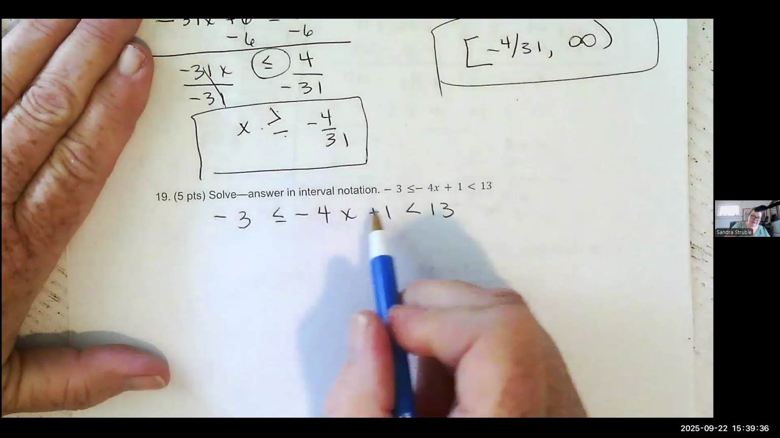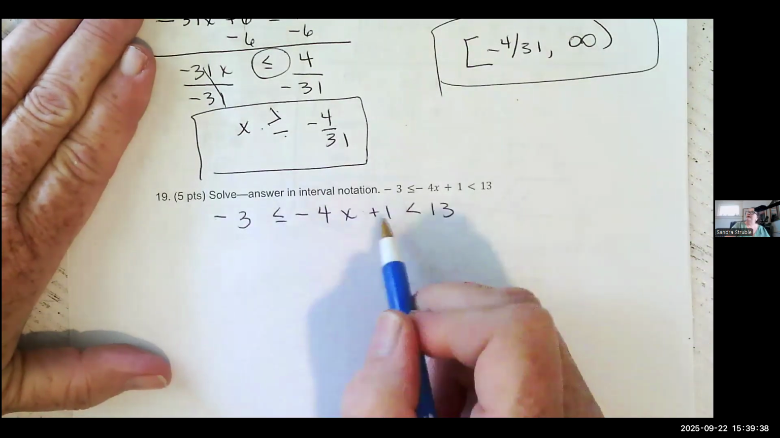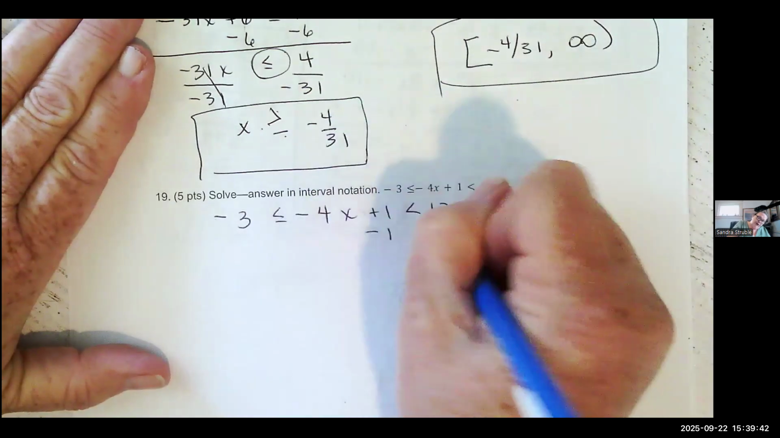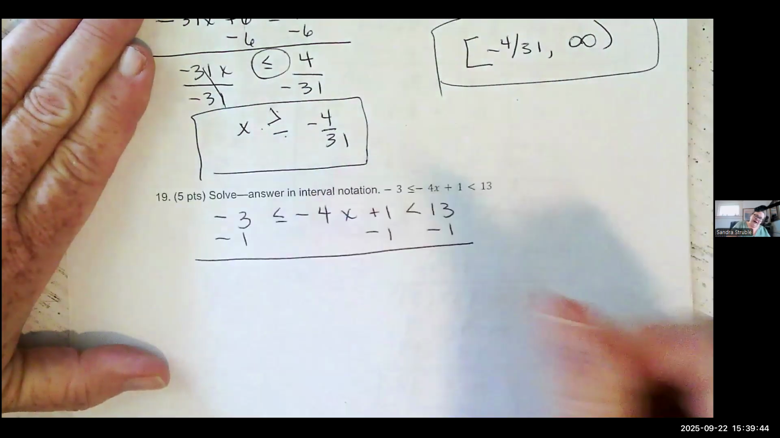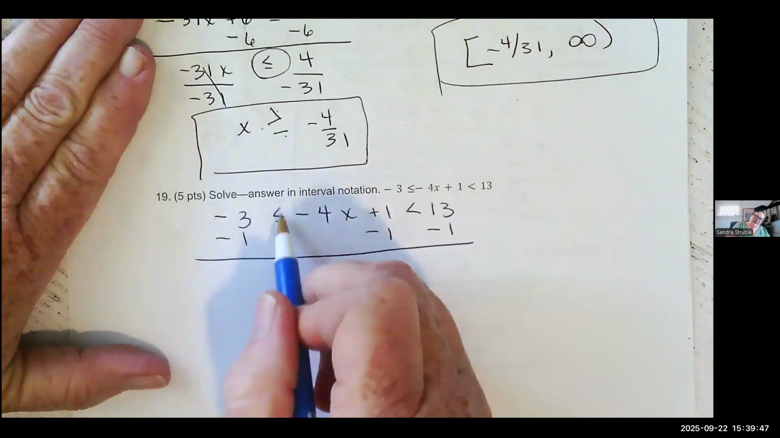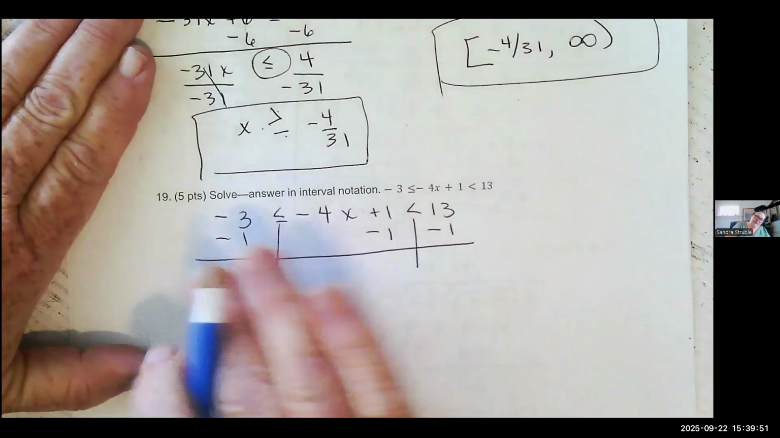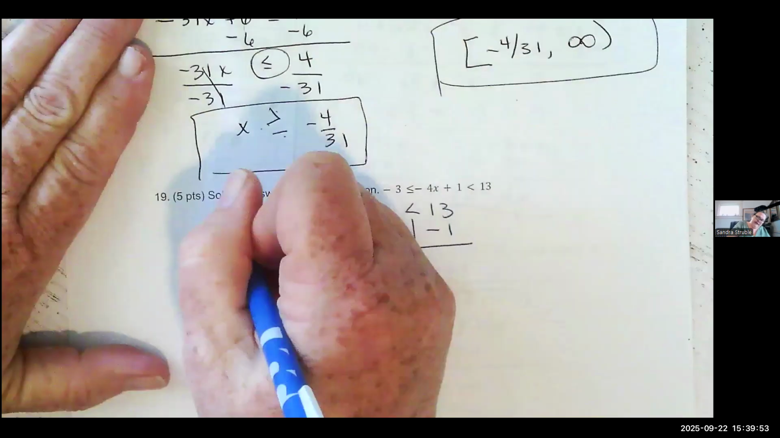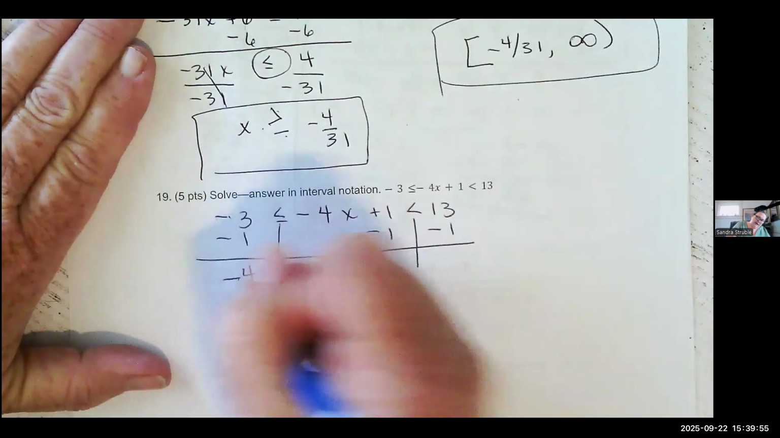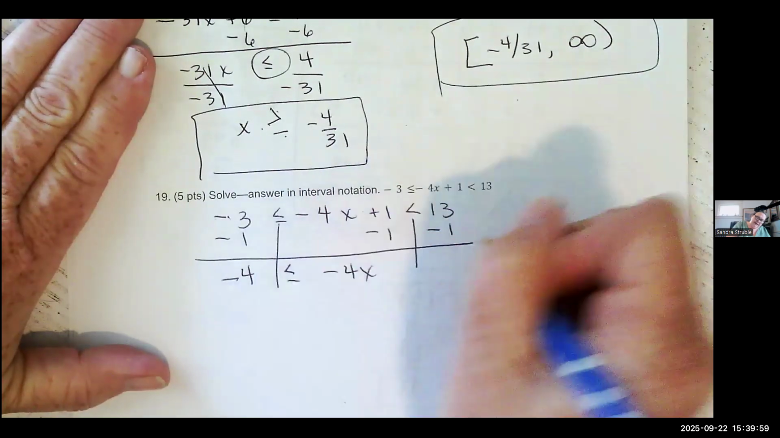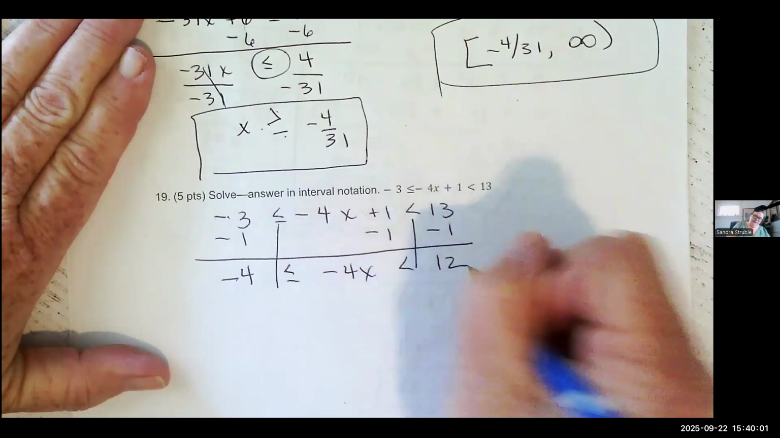First thing I'm going to do is I want x by itself. I need to get rid of the 1 first. So I need to subtract 1 from all 3 sides. And I say sides because of the less than or equal to and the less than, so we've got 3 sides we're dealing with here. Negative and a negative, we add them and keep the sign. I'm left with less than or equal to negative 4x, less than 13 minus 1 is 12.